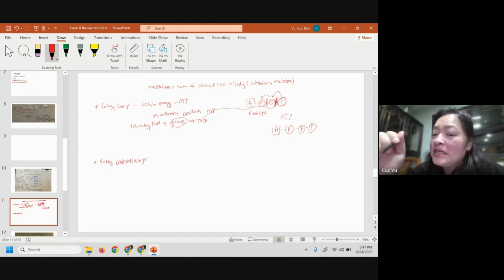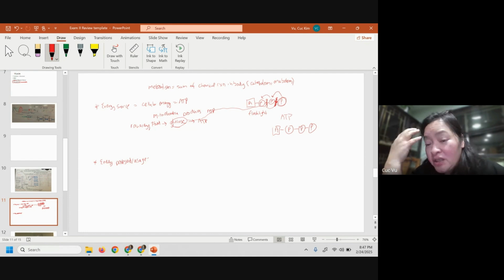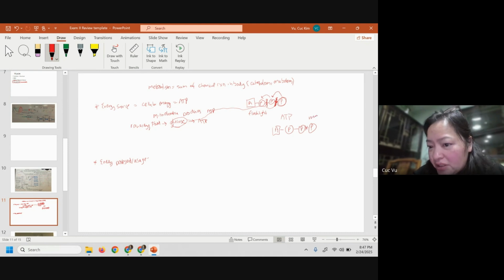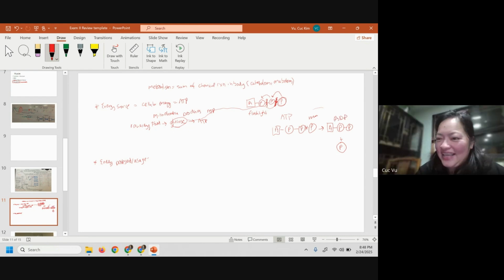But if your cells need to use the energy, like every time you contract a muscle or use energy in your thinking processes, it's going to extract it from this bond right here. It's going to break that bond apart. And when it breaks that bond apart, it releases the energy. And that's what your cells use. So then it goes from being ATP to a what? ADP? That's right. Adenosine diphosphate. And it loses that phosphate.